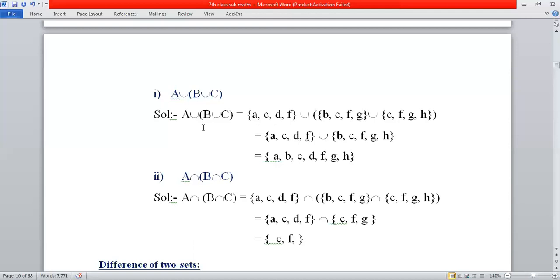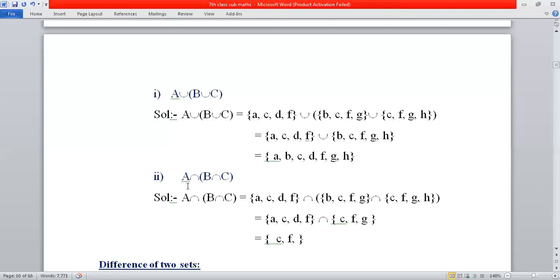But remember one thing, you must follow this rule that the round bracket you solve first. If you solve A union B first and then with the answer you find the union with C, then it will be considered wrong. So remember one thing, if you have given this round bracket, you solve it first, this one, and after that the third set.